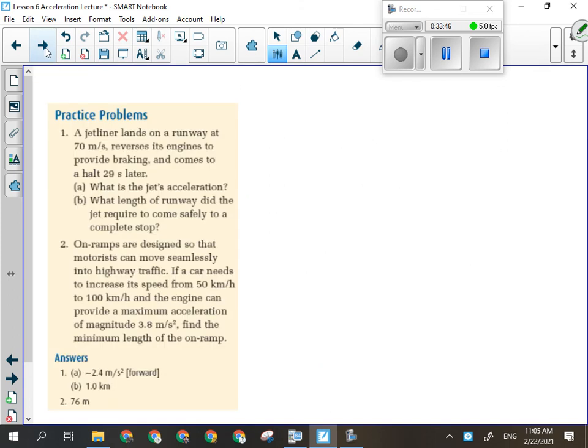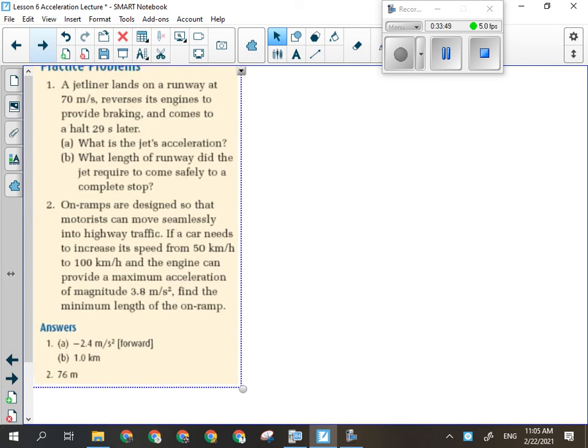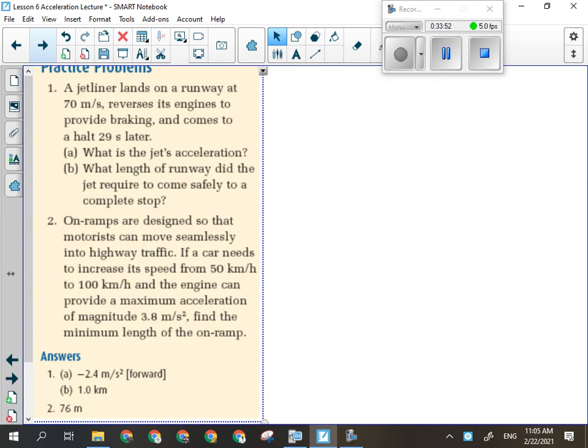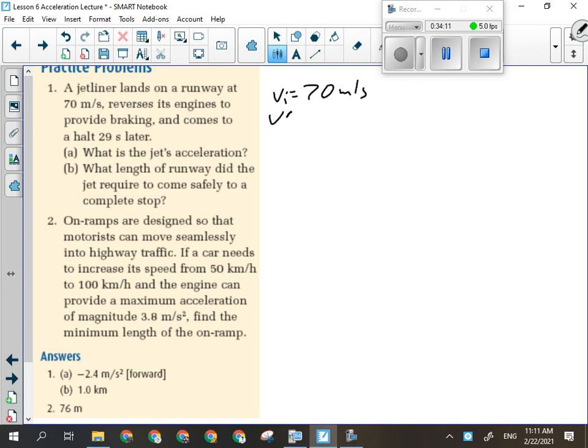Okay, I want you guys to try these two. The first one actually doesn't require you to use the formula we just used. You can for part of it, but you won't use it for the first part. You'll have to figure out which formula you want to use for that one. On number 1, our initial givens are VI, 70 meters per second, VF being 0 meters per second, and the time, 29 seconds. They want to know what the jet's acceleration is. So I'm not using VF squared equals VI squared plus 2AD because I don't have D, right? I have time instead. So what formula should I use to calculate the acceleration here?